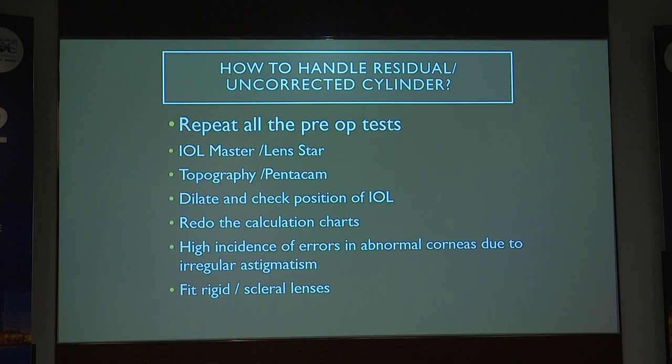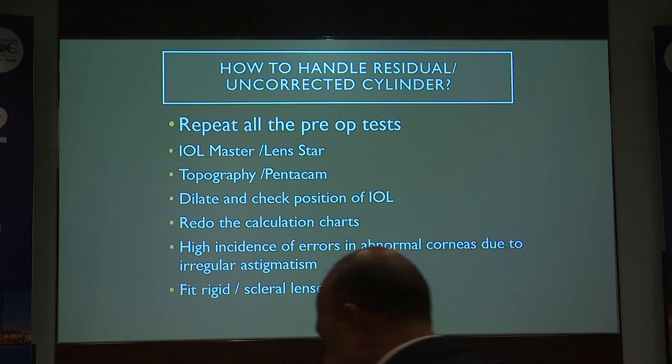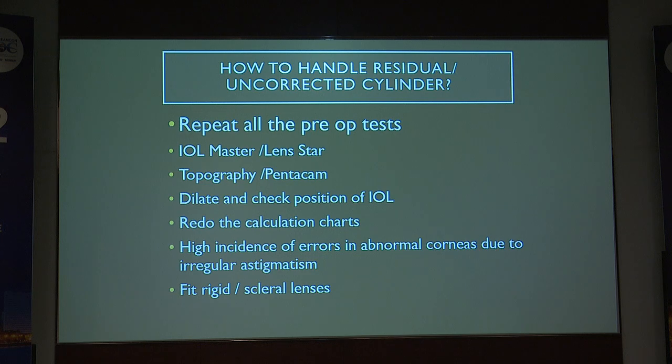The important point here is, when you have a refractive surprise like this, repeat all your pre-op tests: IOL Master, LenStar, topography, Pentacam, and dilate and check the position of the IOL. We were breaking our heads finding what we did wrong because everything was exactly the same, and then we went back and looked at the lens picture. We found that you have to place it at 0, 180 degrees and not along the axis. There is a high incidence of errors in abnormal corneas due to irregular astigmatism. She did have a -1.5 SIL, but she was quite happy.